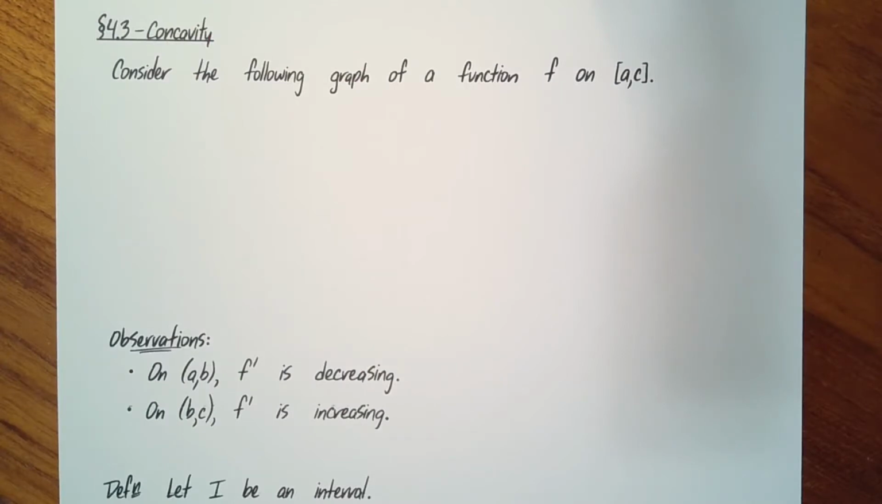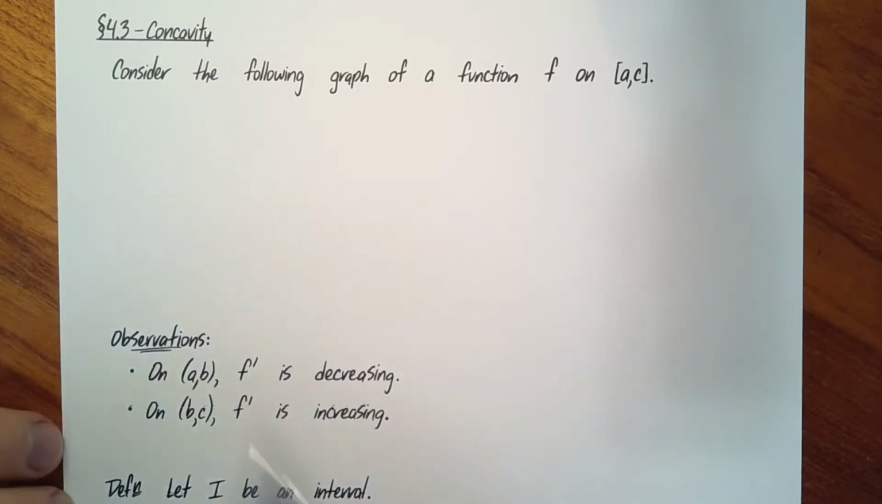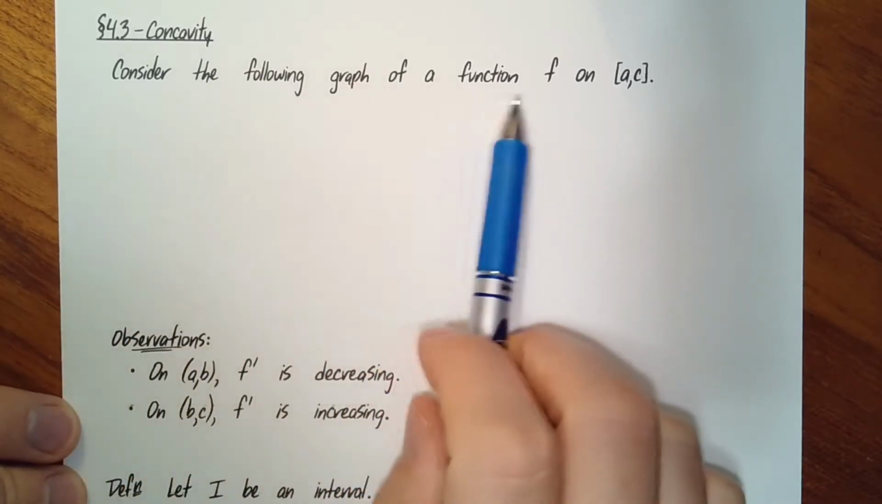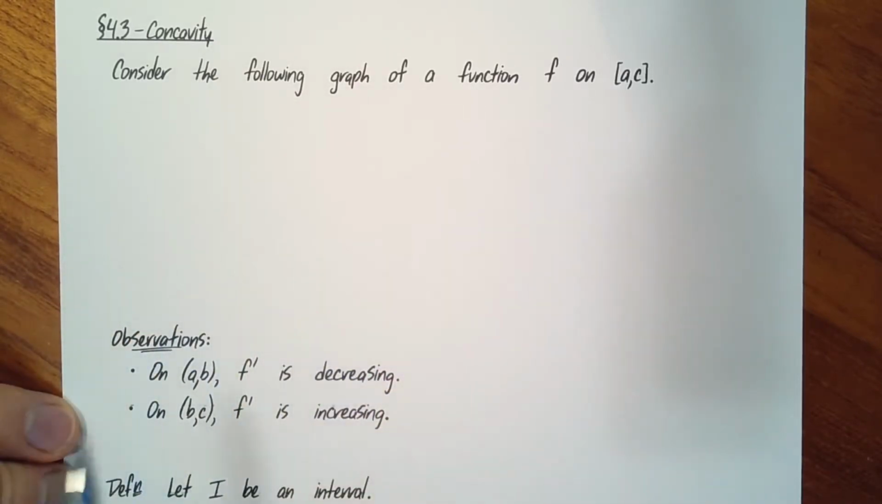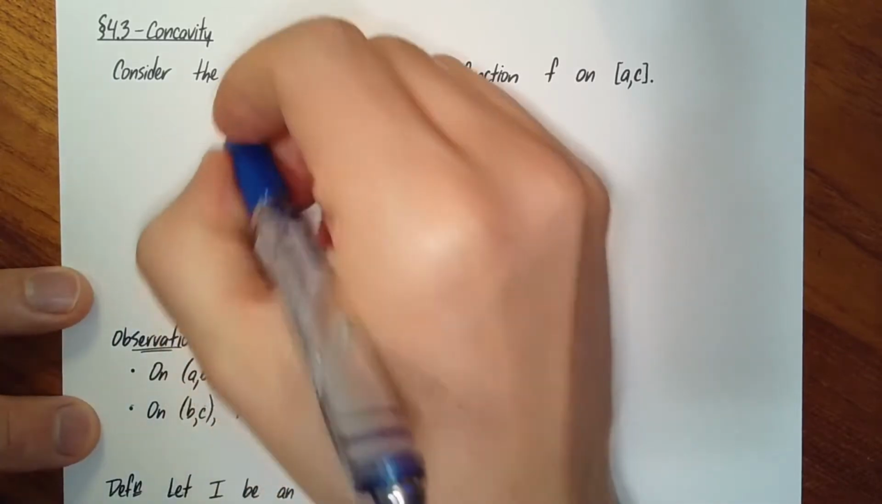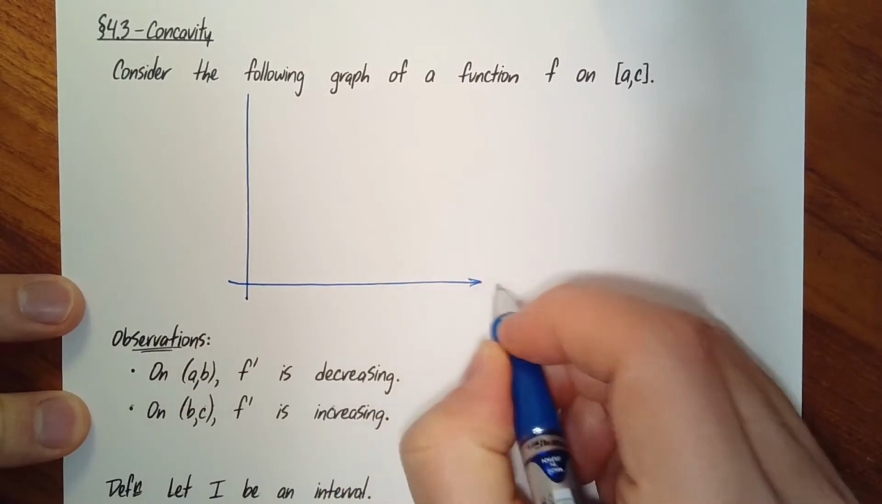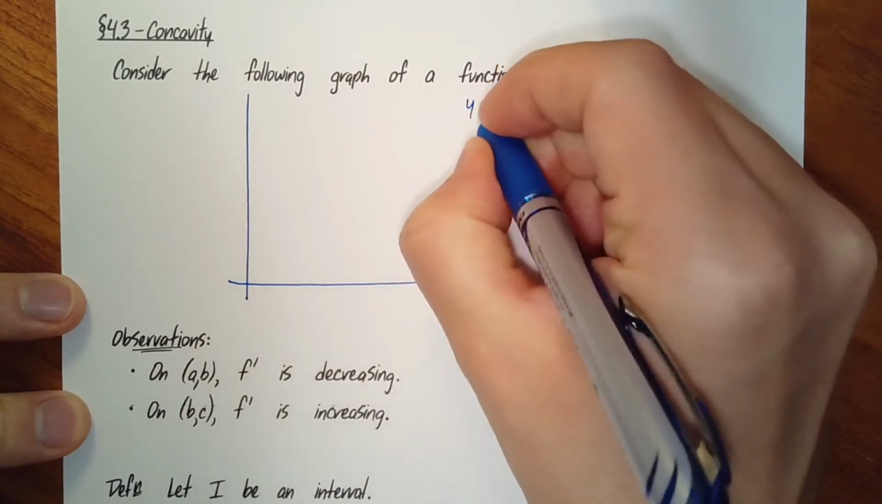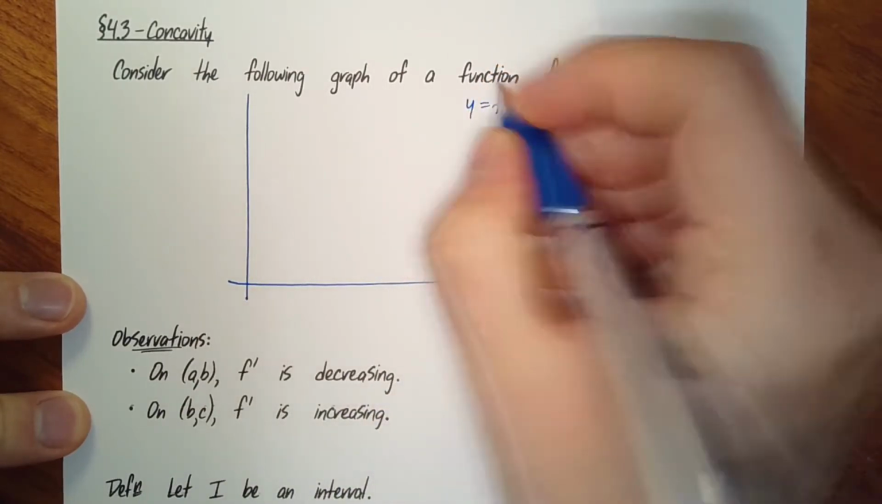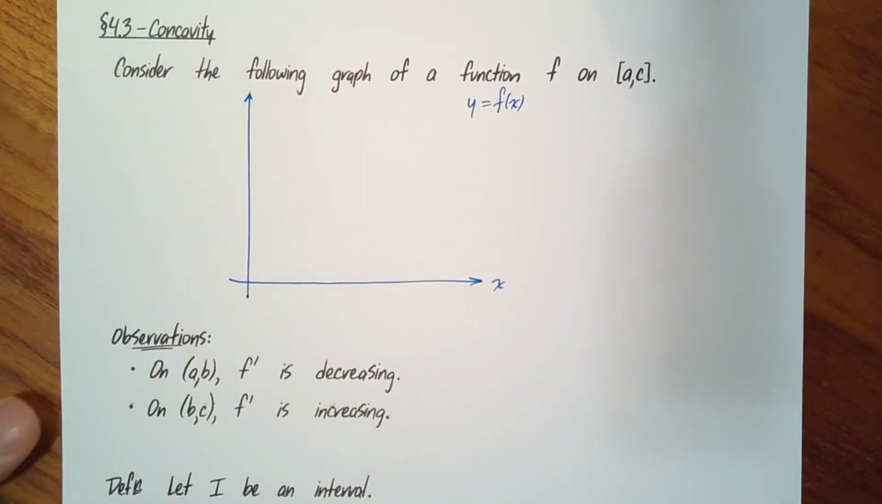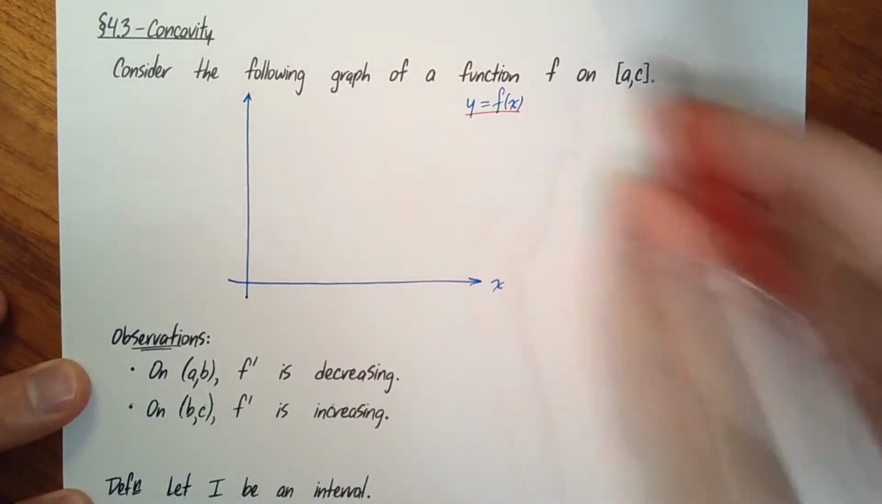And in order to introduce the ideas, I want to draw a picture and make a few observations. So you can see it says, consider the following graph of a function defined on the closed interval a to c. So here's the picture that I want you to think about. And like I said, it's going to be the graph of some function f. Okay, and here's the curve that we're going to look at.